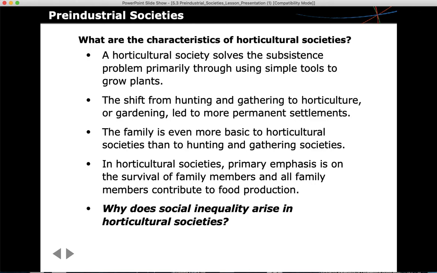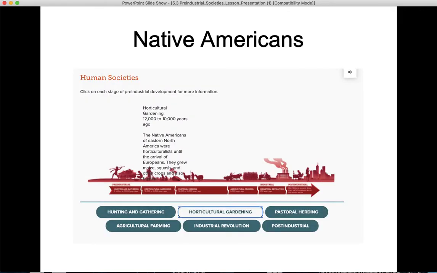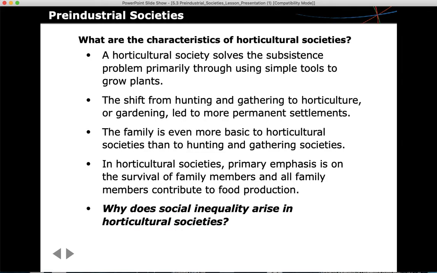The gradual change from hunting and gathering to horticultural occurred over several centuries. A few horticultural societies remain today, such as the Bara people of Nigeria and the Hanunoo of the Philippines. The shift from hunting and gathering to horticultural or gardening led them to more permanent settlements. Even without plows and animals to pull them, people could work a piece of land for extended periods of time before the soil lost its fertility and they had to move. This allowed the growth of larger societies, as many as 1,000 or more people.